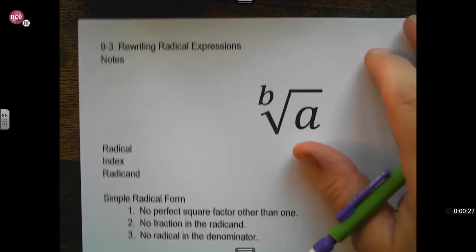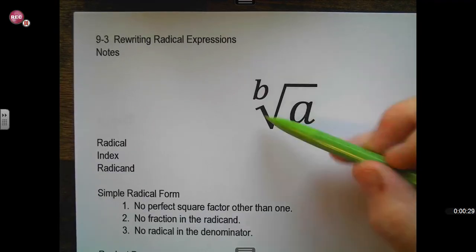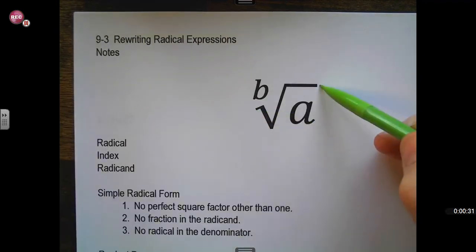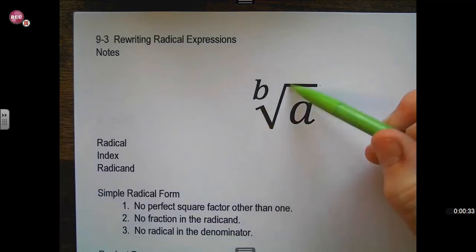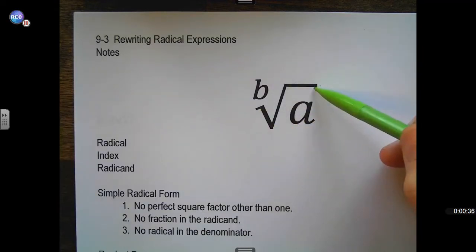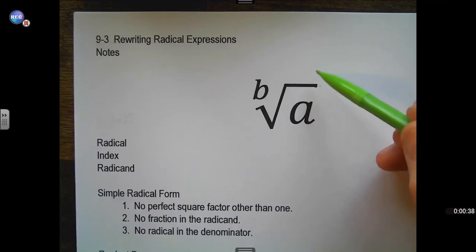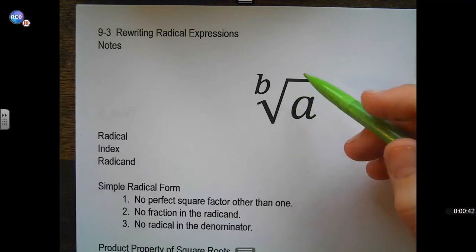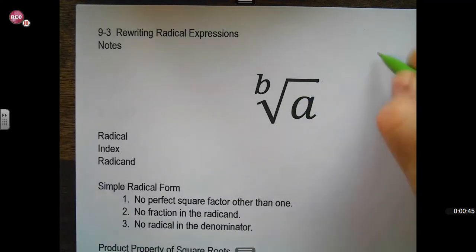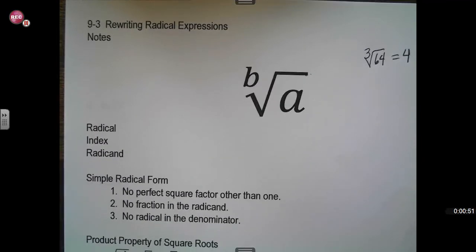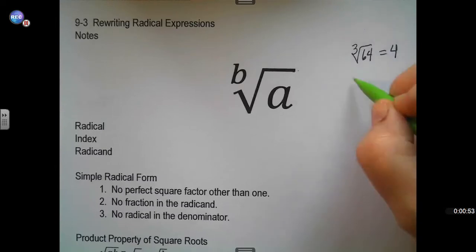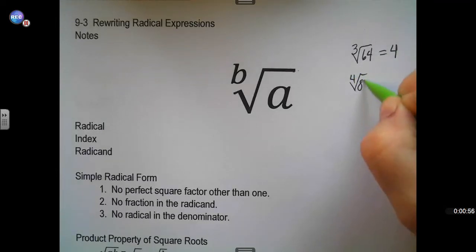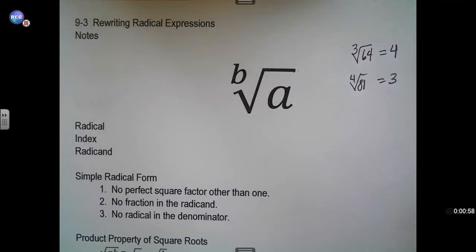So this is a radical symbol. Some people call it square root because that's where it's most commonly used, is for square roots. But it actually can be any root. For example, I can take the cube root of 64 and get 4, okay? Or the fourth root of 81 is 3.